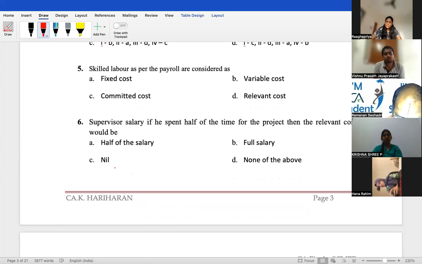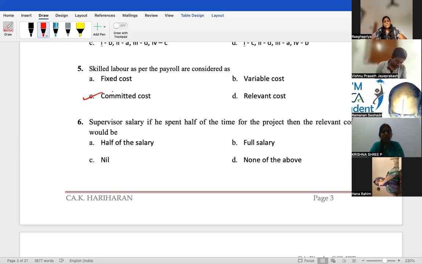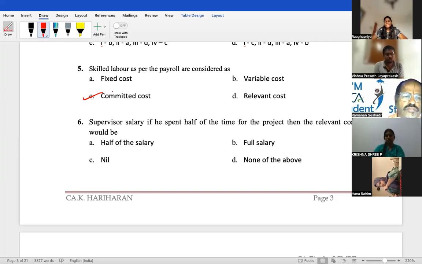Fifth one. Skilled labor as per the payroll are considered as A. Fixed cost, B. Variable cost, C. Committed cost, and D. Relevant cost. Committed cost. Irrespective of the reason, we are going to pay because they are in the payroll. Therefore, committed cost. Good.